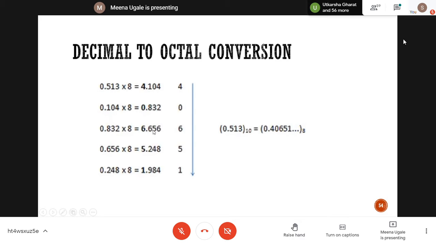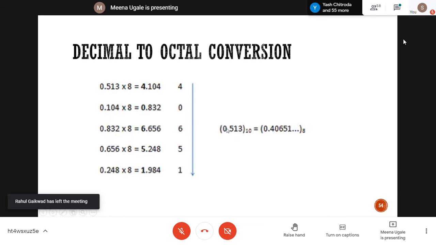Again, I am getting a number like 6.656. Getting the integer part written separately, the fraction part I am taking for one more time. Likewise, you will be following it. Now, how many times to follow this? Because every time you will get an integer and a fraction. Normally it is recommended to go up to 5 digits position. So here that's why I have completed up to 5 digits.